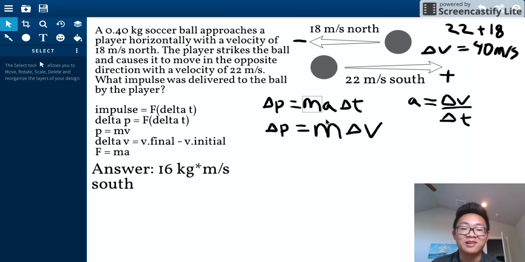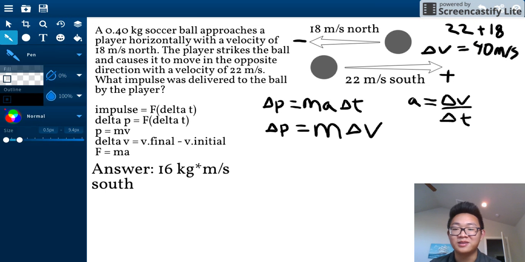And I may have said a bunch of letters. If you don't understand, you can always just spend some time looking at the algebra of this. We're going to move on. We are going to plug in numbers. So this is the equation that is going to give us our answer.